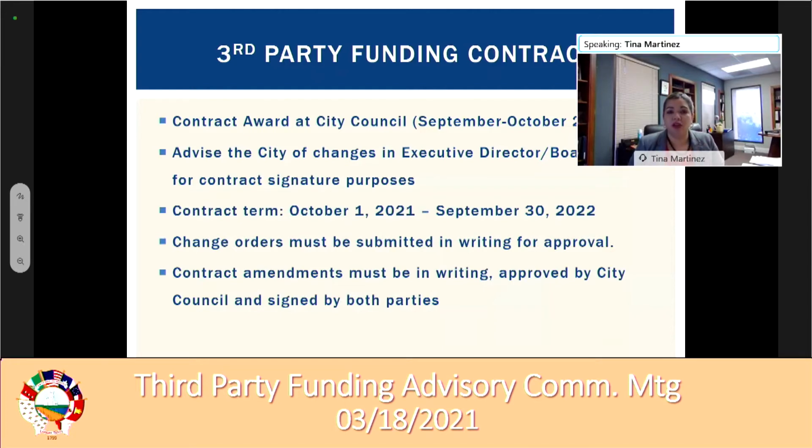We'll be advising all nonprofits to let us know if there's any change in their board or any change in their executive director positions. We'll remind them that their contracts only run October 1st, 2021 to September 30th, 2022. And then we'll talk to them about contract requirements in general, which are some of the requirements we're going to expect of them once we enter into a contract with these agencies.